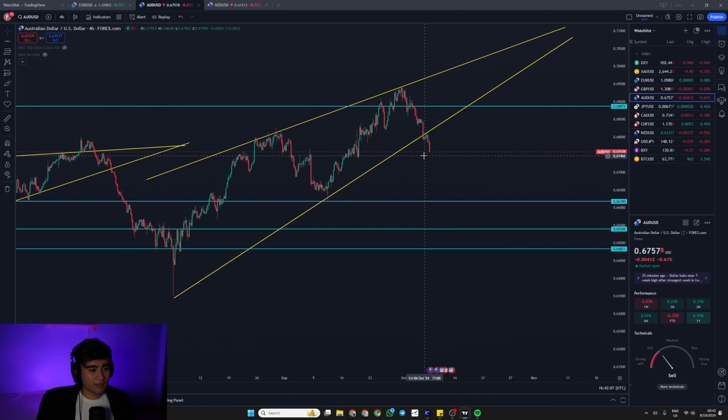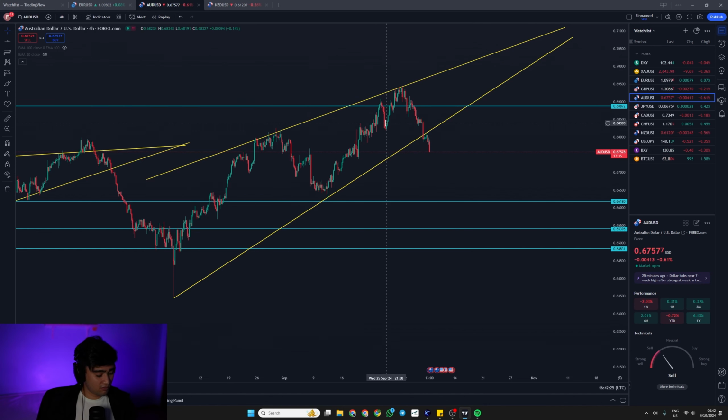And on top of that, the recent NFP news that came out was actually quite positive, and basically the upcoming rate cuts might actually be pushed back. So people are rather bullish on the US dollar, and likewise the Australian dollar is actually kind of weak.